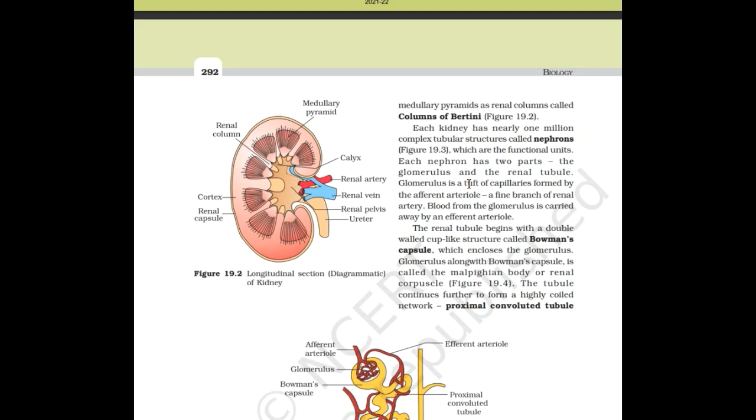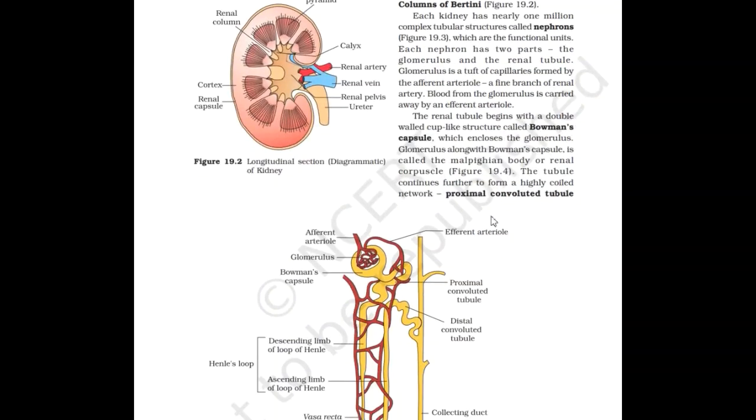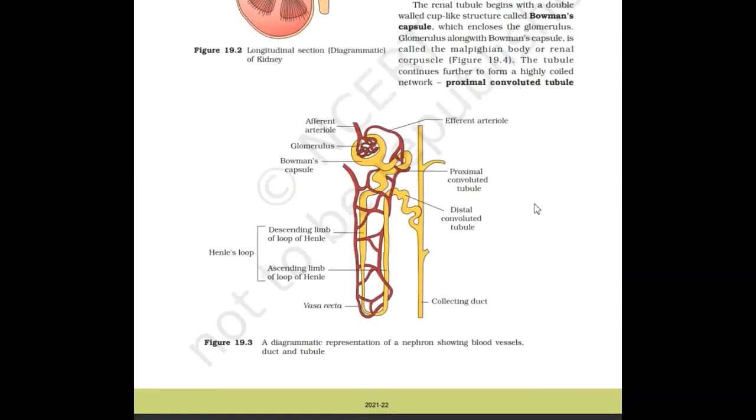Glomerulus is a tuft of capillaries formed by the afferent arteriole, a fine branch of the renal artery. Blood from the glomerulus is carried away by an efferent arteriole. The renal tubule begins with a double-walled cup-like structure called Bowman's capsule, which encloses the glomerulus. Glomerulus, along with Bowman's capsule, is called the Malpighian body, or renal corpuscle. Figure 19.4 represents this. The tubule continues further to form a highly coiled network called the proximal convoluted tubule (PCT).